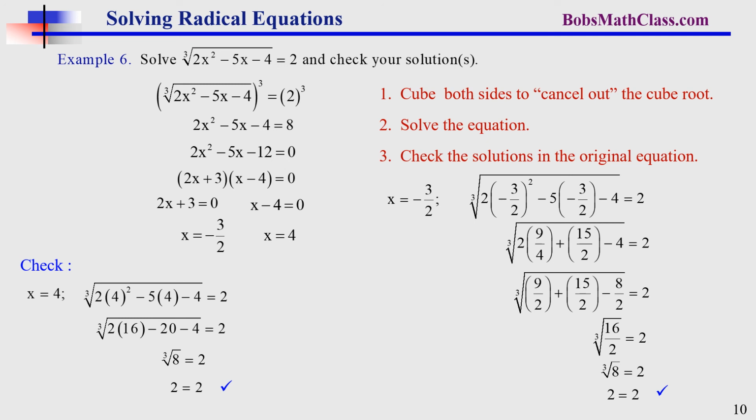Now all the denominators are the same, so we could add all the numerators. 9 plus 15 is 24. 24 minus 8 is 16. So that's 16/2. 16/2 is 8, and the cube root of 8 is 2. So that one works out too. So we do have two answers, negative 3 halves and 4.